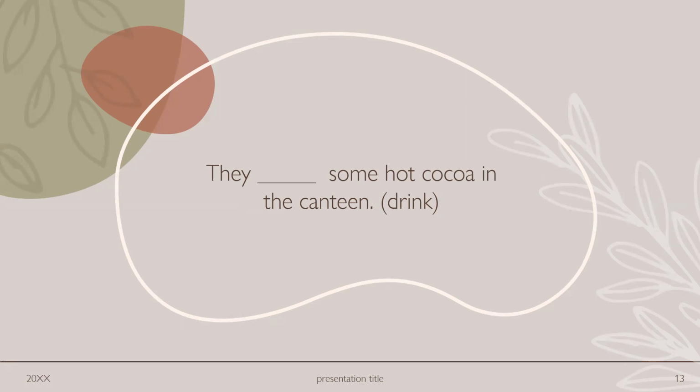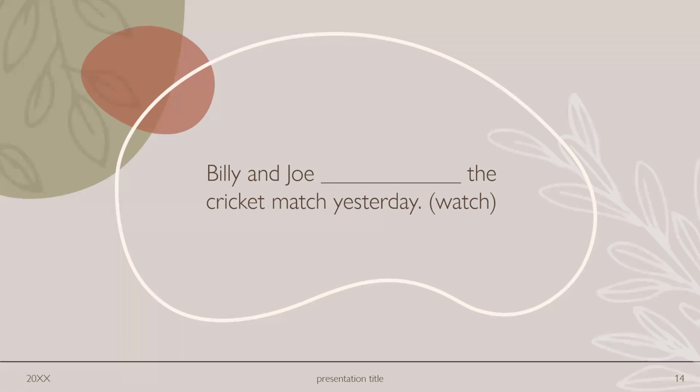They dash some hot cocoa in the canteen. The verb is drink. What's your answer? They are drinking. Now it's are because it's they. Okay? They are drinking some hot cocoa in the canteen. Try this. Billy and Joe dash the cricket match yesterday, and the verb is watch. So, did you find your clue? And the answer is were watching.